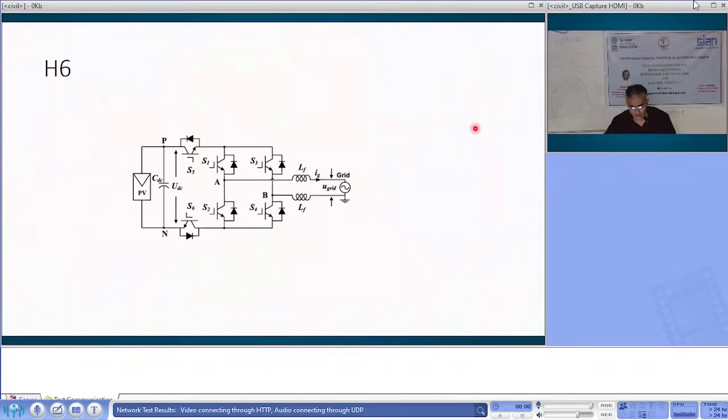Then there is an H6 also, where one more switch is introduced. So why turn off only one switch? Just to reduce the stress on one switch, you have an additional switch. So either this is off or this is off, or both are off, that will separate out the circuit. And there is no flow of leakage current. So you have to break the path.